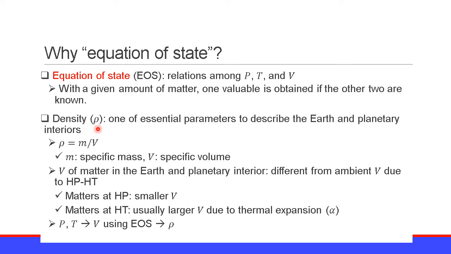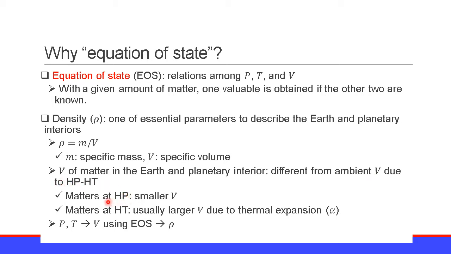The density rho is one of the essential parameters to describe the Earth and planetary interiors. The density rho is mass m divided by volume v. And the volume of matter in the Earth and planetary interior is different from the ambient conditions volume due to high pressure and high temperature.